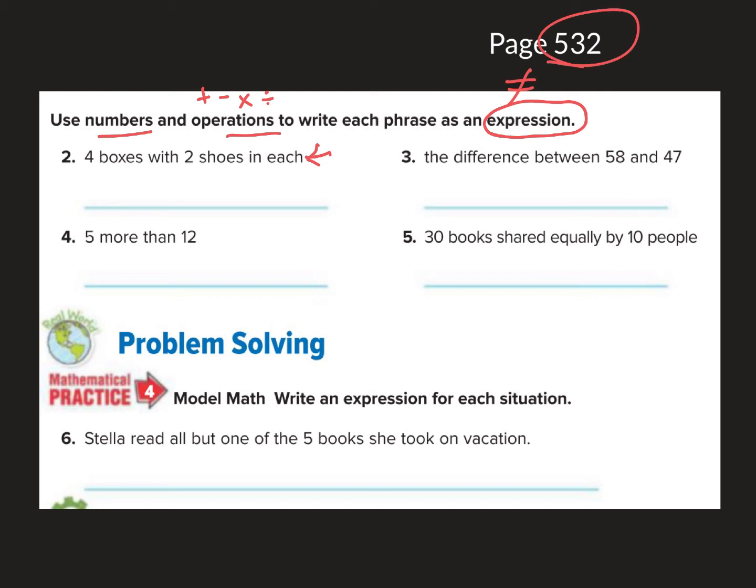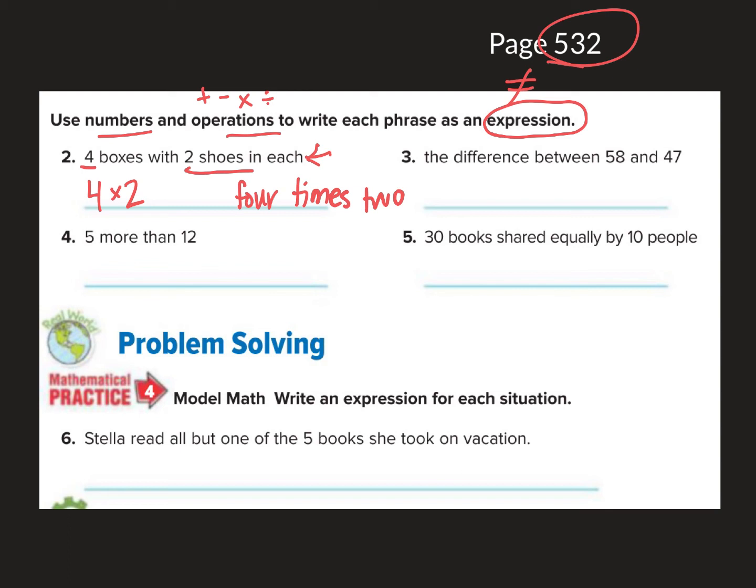Okay, so I have 4 boxes with 2 shoes in each box. So this is 4 times 2 would be our expression. Okay, so I need to use numbers and operations to write it. Oh, it doesn't tell me to write it in words. Okay. If I were going to, I could write 4 times 2. Or 4 groups of 2.